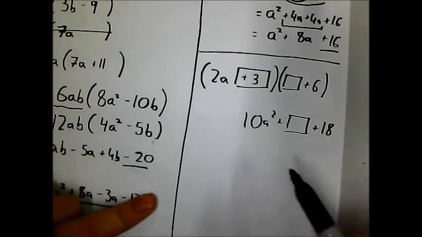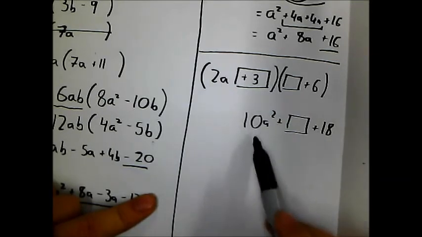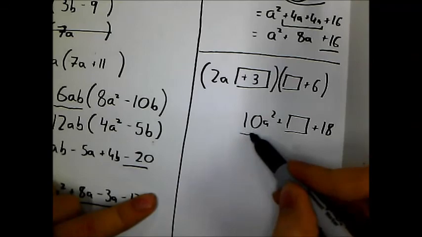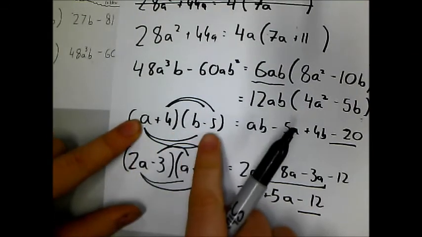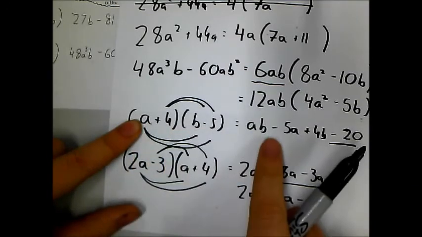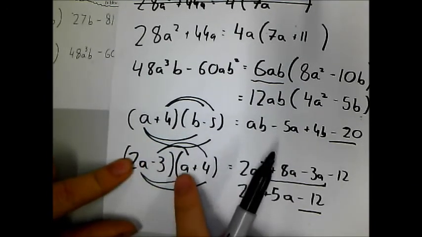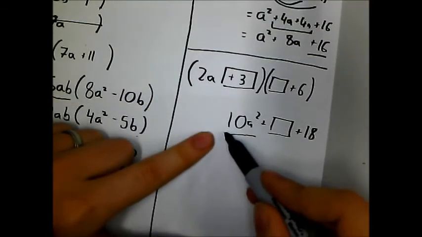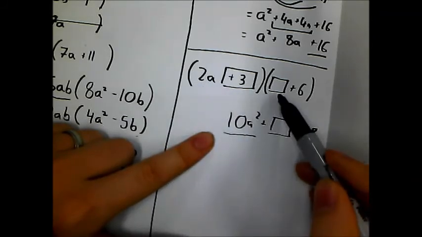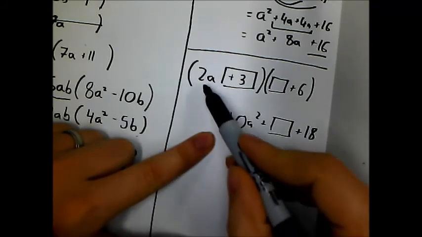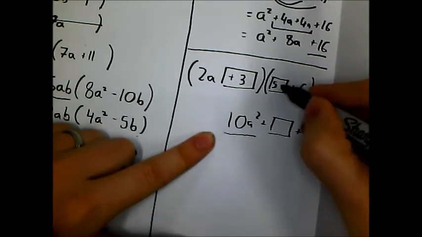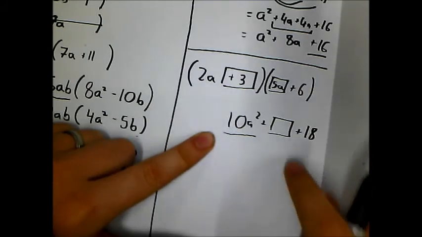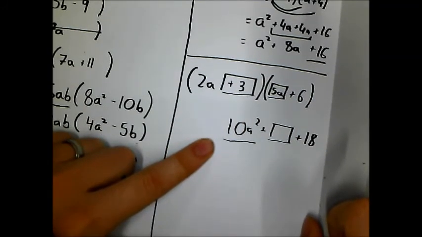I now want to multiply 2a by something to get 10a squared, because if you look, that first bit there was found when you multiplied the first in the first bracket by the first in the second bracket. A times b is ab, 2a times a is 2a squared. So here, I'm going to get this one by multiplying 2a by something to get 10a squared. Well, 2 times what gives us 10? 5. A times what gives us a squared? A. Now that I've got those missing numbers, I can just expand as usual.